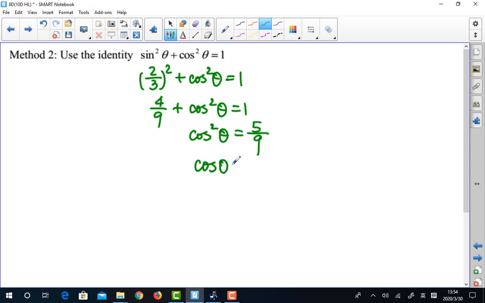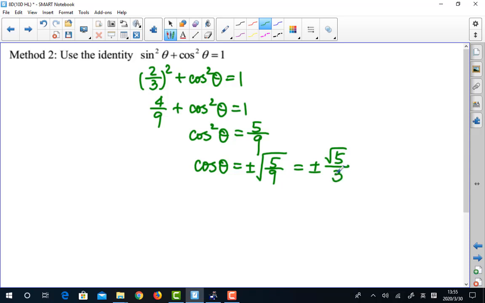Then for cosine theta, I square root both sides of this equation, the same as x squared equals 5. When you square root both sides, make sure you put on positive and negatives yourself. Square root of 5 over 9. Simplify the square root of 5 over 9: it's square root of 5 over square root of 9, and square root of 9 is 3.